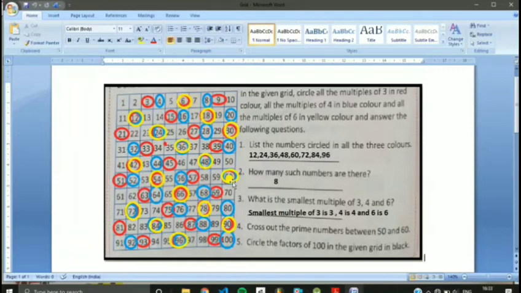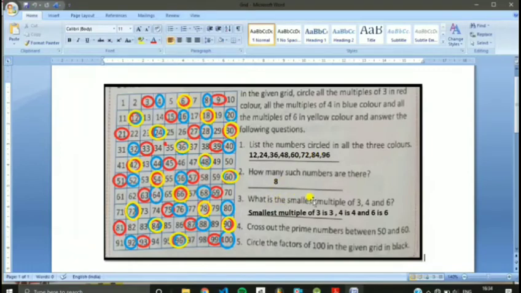So when you say 12 6s, it is 72. Here you will be finding 72 with three colors. Then 12 7s, that is 84. Here, three colors. And 12 8s, that is 96, three colors. So these are the numbers which are circled in three colors. Now how many such numbers are there? If you count, 1 2 3 4 5 6 7 8, they are 8 in number. So we will be writing 8 here.